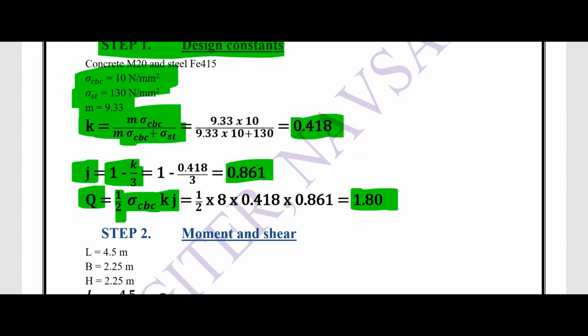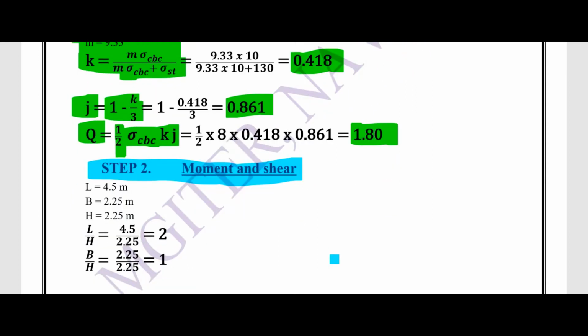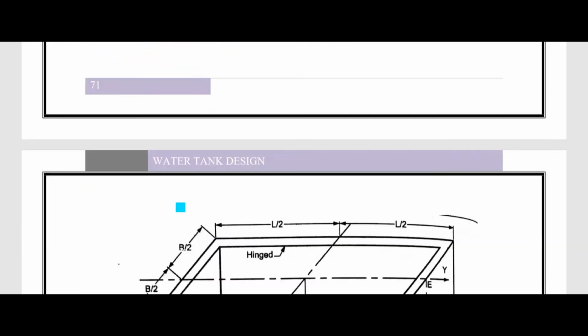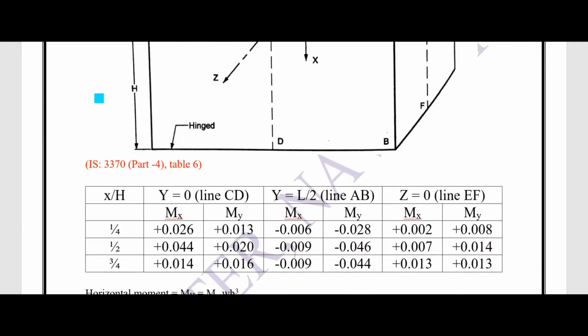Now here we have step 2, moment and shear. For step 2, moment and shear, we need the L, B and H values. For the moment, I discussed earlier that we are going to calculate the moment from the IS code. From which IS code? We have IS code 3370 part 4, table number 6. Let's check what we have from this IS code.